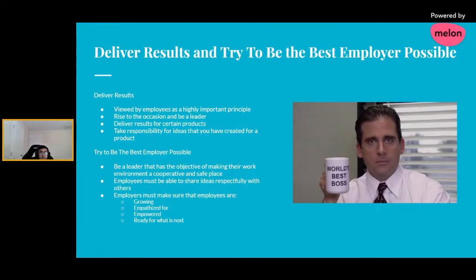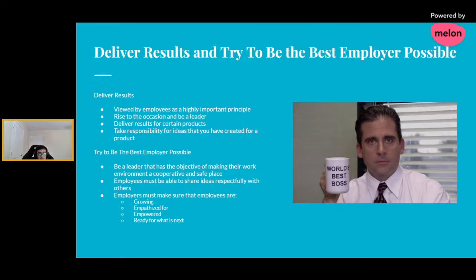And now we have delivering results and trying to be the best employer possible. So for delivering results, it's viewed by employees as a highly important principle. Here you rise to the occasion and you try to be a leader and you deliver results for certain products. You also take responsibility for ideas that you have created for an actual product. And you also try to be the best employer possible.